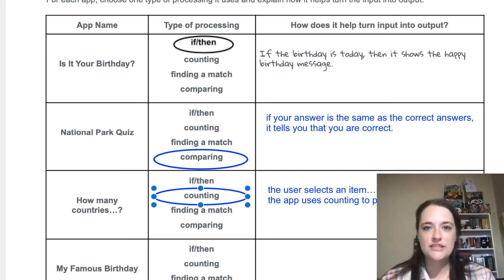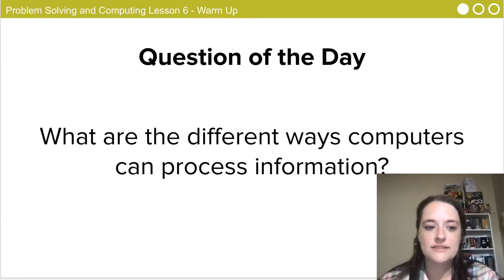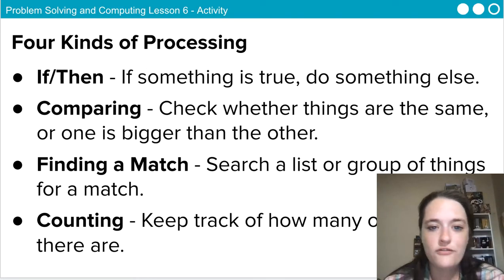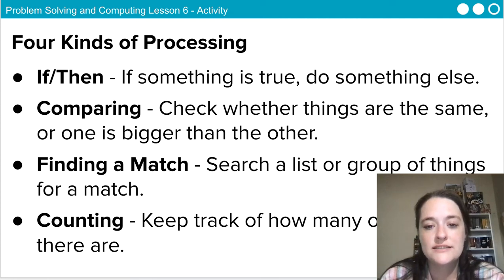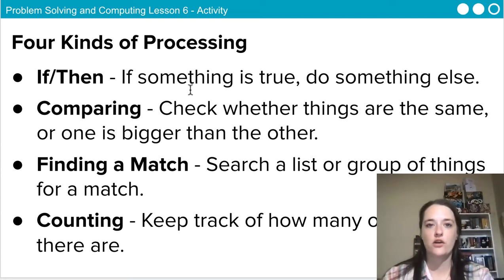So there are lots of different types of processing that computers can use. Today we are going to focus on 4 different types of processing. The 4 kinds of processing are if then, which means if something is true, do something else. Comparing, which checks whether things are the same or one is bigger than the other. Finding a match, which searches a list or group of things for a match. And counting, which keeps track of how many of something there are.